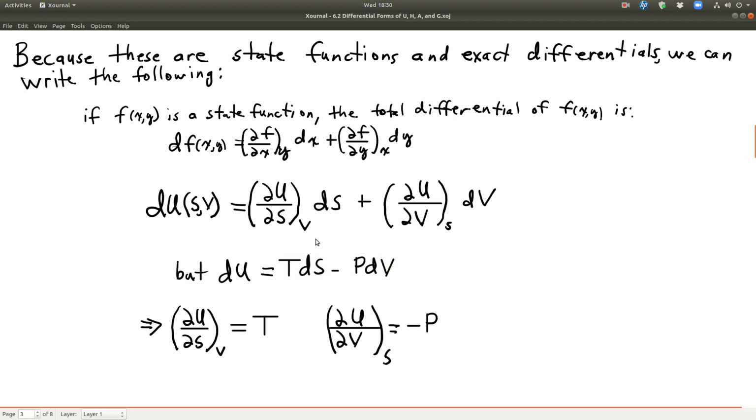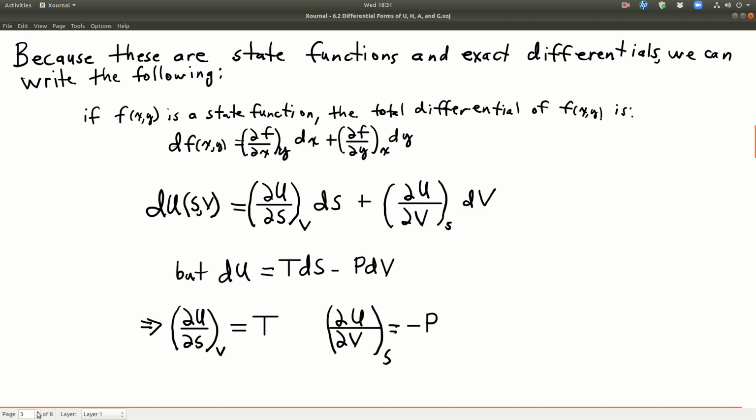Not only that, because we have this dS right here and a term in front of it, and a dS here and a term in front of it, we know that this term here must be equal to this term here. So we can say, this is something useful, partial U partial S at constant V is equal to the temperature. Likewise, the term in front of the dV here, partial U partial V at constant S, must be equal to the term in front of the dV here, minus P. So we get partial U partial V at constant S is equal to minus P.